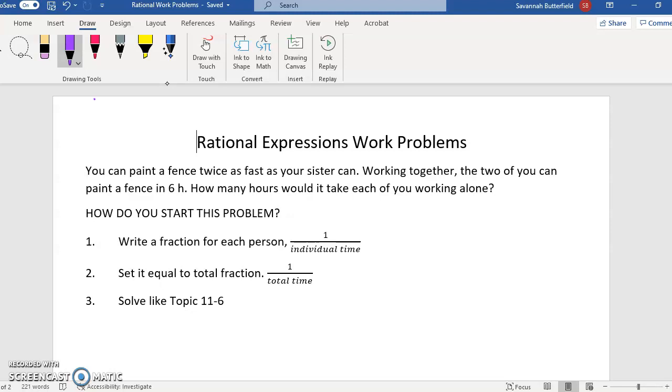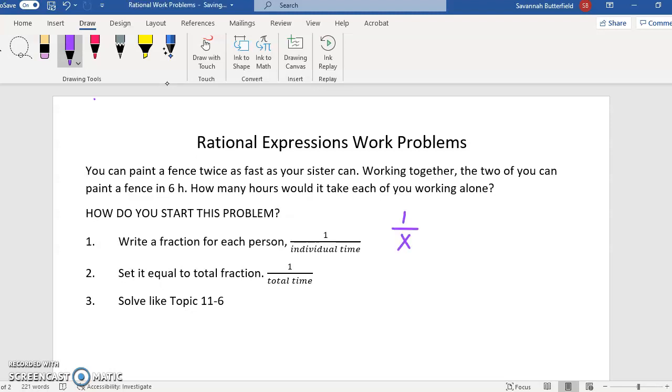So, first glance, you may not know how to set up this problem, but that's where we have 3 helpful steps to assist us. So first, we're going to write a fraction for each person, and it's always going to be 1 over whatever the time is. So it says you can do it twice as fast as your sister. So we're going to call your sister x. So we're going to say 1 over x.